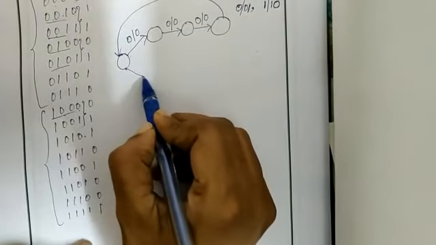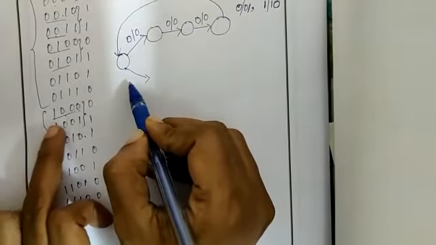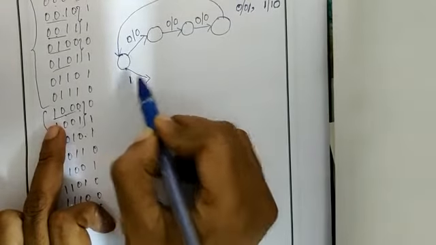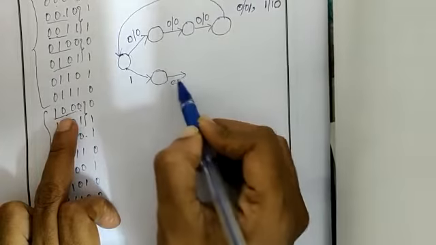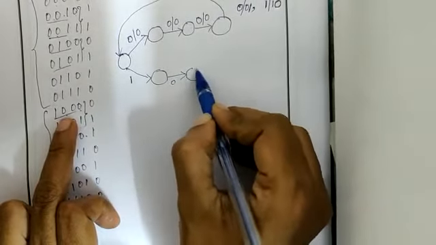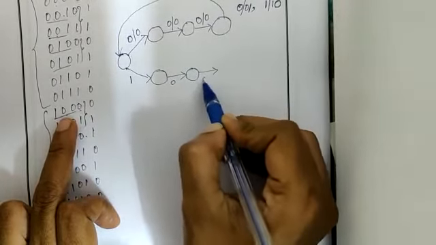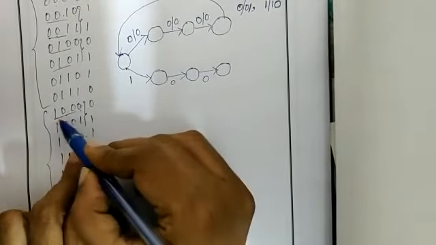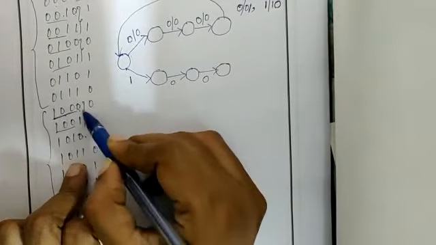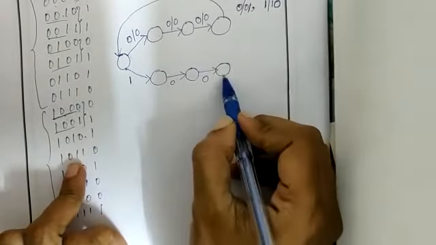So what I can do here, first bit is 1. So I'll write 1 here. Next, I'll write 0. Next, I should write third bit as 0. Fourth bit will be either 0 or 1. First 3 bits are the same. Fourth bit will be either 0 or 1.